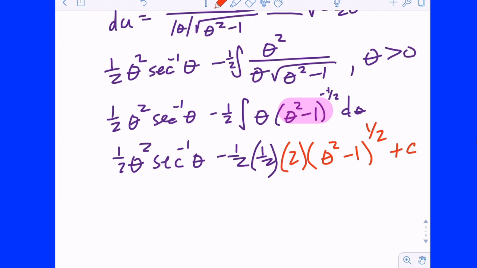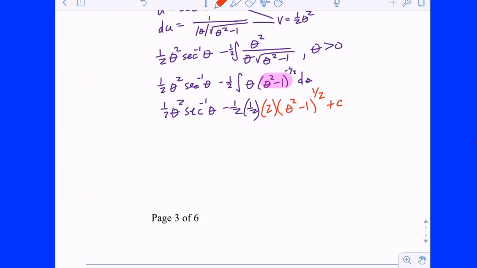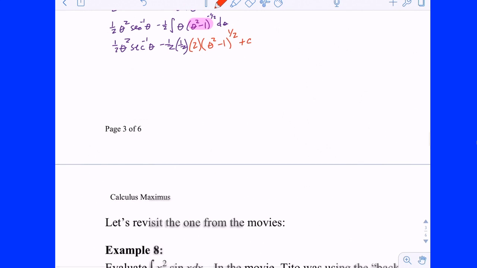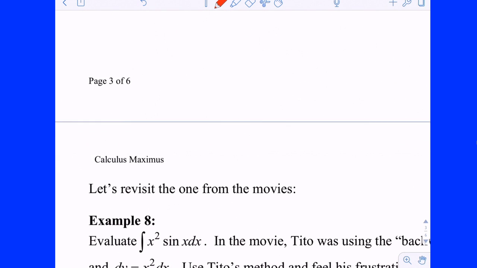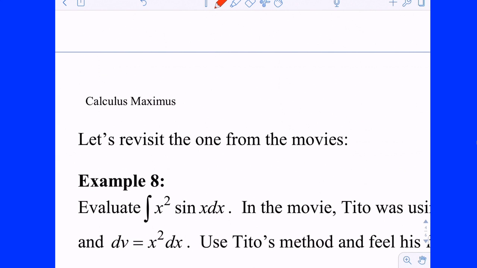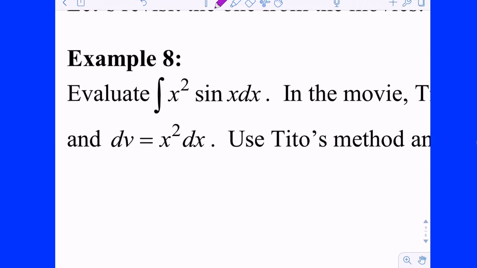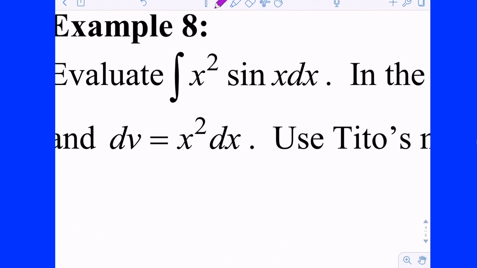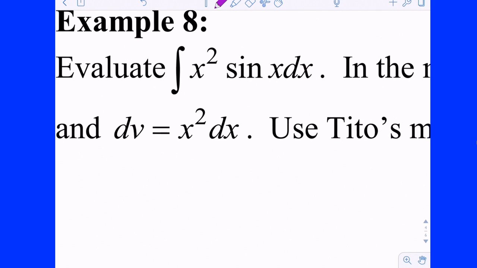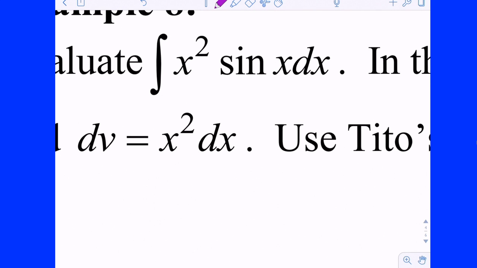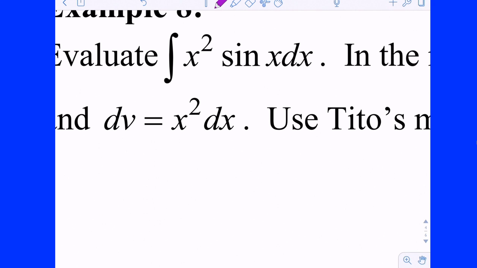Now there's 6 minutes left here, so I do want to talk about the one from the movies, okay? Revisiting Pancho's problem. He was doing x squared sine of x. Now, if you had your choice based upon your experience already, which one would you call u? X squared, because in this case, we know how to find the derivative and the antiderivative of both factors. So we have the flexibility of choosing whichever one we want.